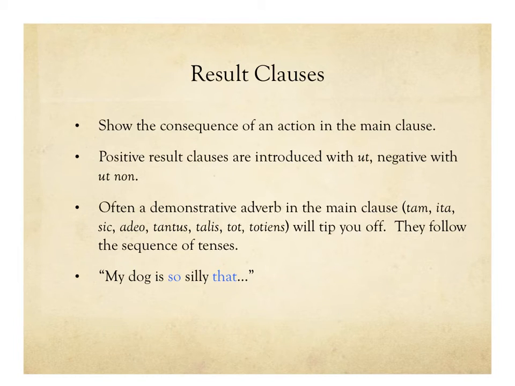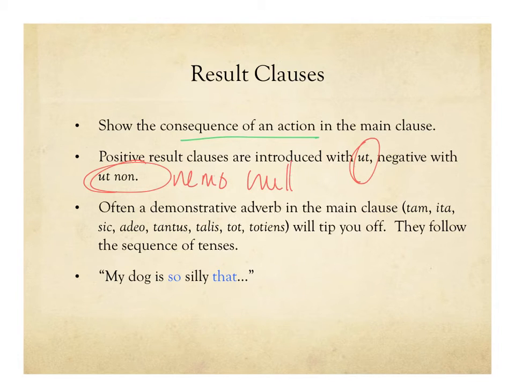Result clauses show the consequences of an action in the main clause. They show the result. And result clauses are also introduced by this word ut, which is why we teach them together with purpose clauses, because sometimes they can be slightly confusing. Are we looking at a purpose or a result? In the negative, though, it's super clear because instead we use ut non, or we use some other negative word like nemo or nullus or something like that.